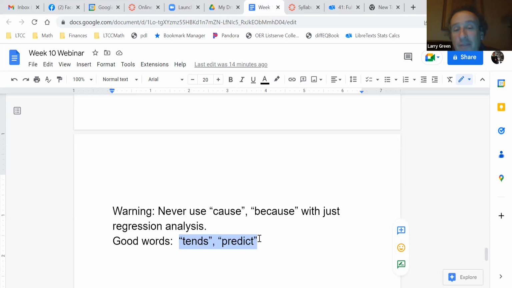And by the way, when you have your exam this week, and you're asked to do a regression analysis, I will take off points if I see words like cause or because. Another one that you should worry about is the word will. So it will happen. You can only predict it to happen. Do you see the difference? So those are some dangerous words.